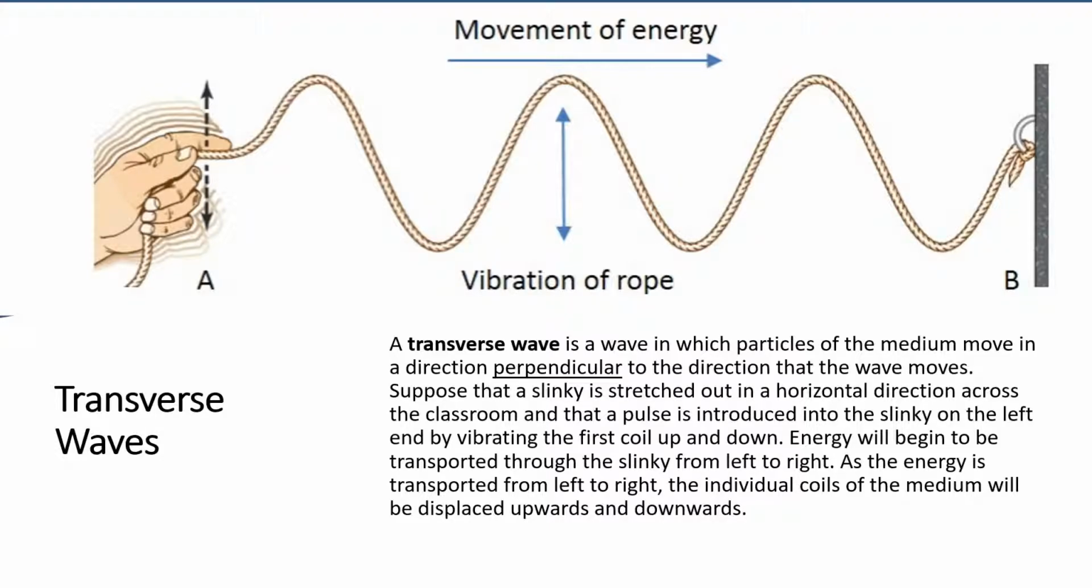So in the case of this picture here, we have a rope. The rope is connected to this wall, and some guy's got his hand on it, right? He waves the rope up and down. The rope itself is going left to right, but he waves it up and down, and as a result he's sending what's called a transverse wave through the medium. That wave is going to move perpendicular to the rope.